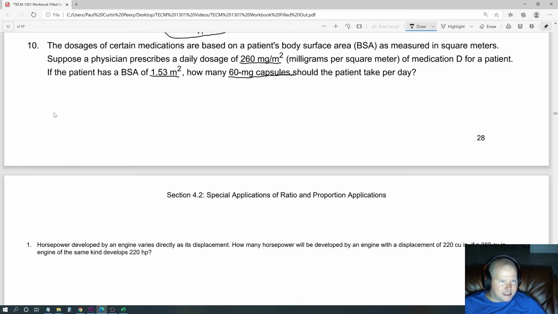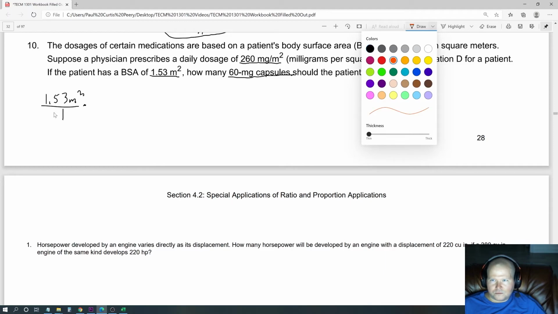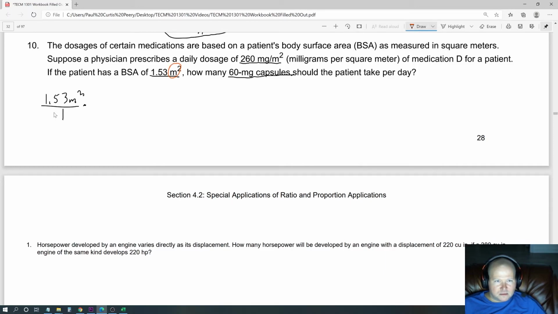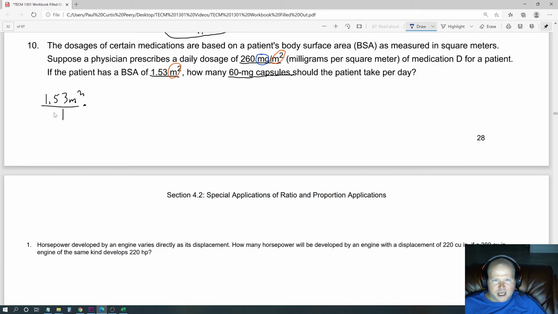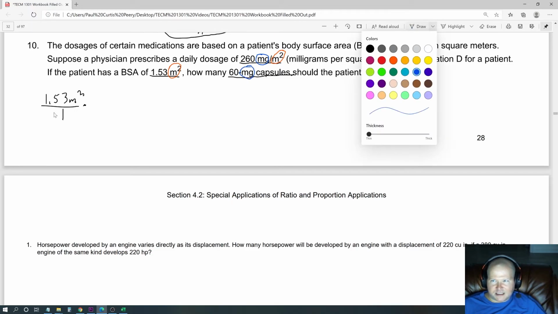Okay, so what we're basically doing is we're trying to somehow convert from 1.53 square meters to the number of capsules. Well, we do have square meters here, and we have square meters here, so we can connect those two, right? And then from there, we have milligrams here and milligrams here.